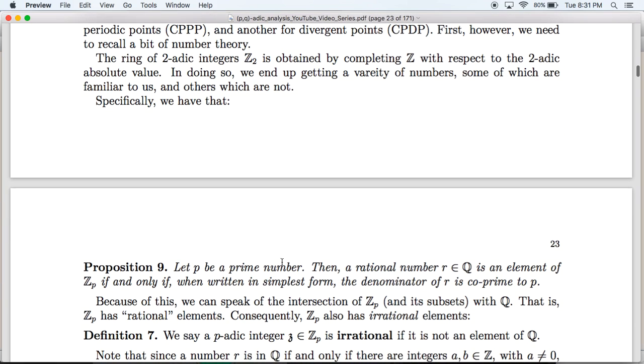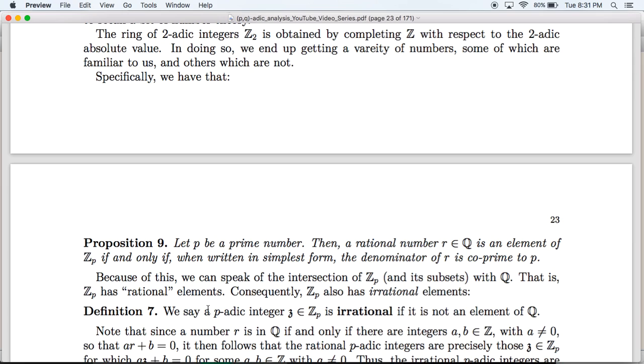Let p be a prime number. Then a rational number r is an element of the p-adic integers if and only if, when written in simplest form, the denominator of r is co-prime to p. So for example, 2/3 would be a 2-adic integer, but would not be a 3-adic integer. As we'll see later on, for every rational number r, there can only be finitely many primes p for which r is not a p-adic integer. This fact comes up in defining the adele ring I mentioned earlier.